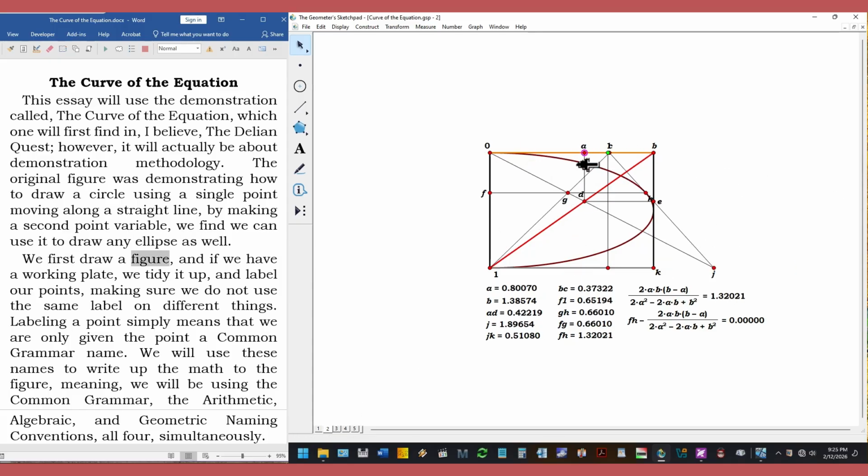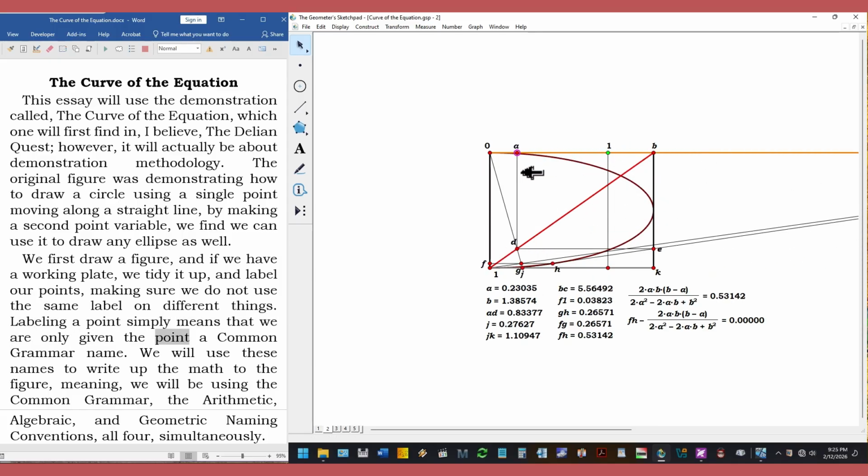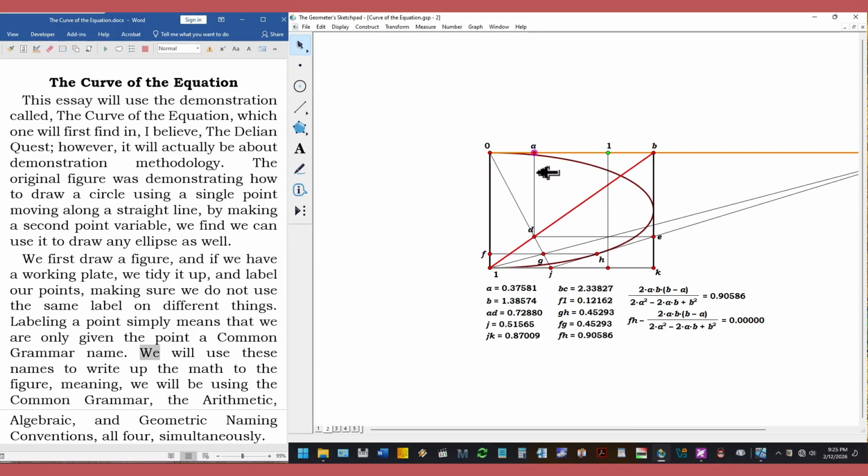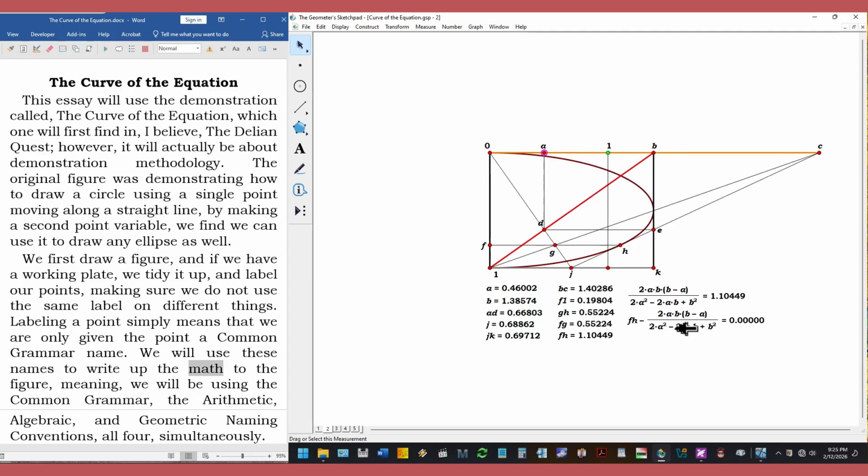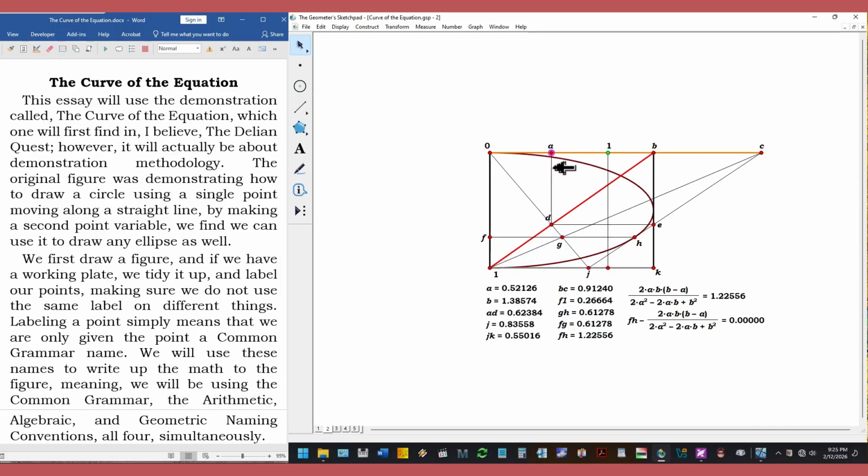We first draw a figure, and if we have a working plate, we tidy it up, and label our points, making sure we do not use the same label on different things. Labeling a point simply means that we are giving the point a common grammar name. We will use these names to write up the math to the figure, meaning we will be using the common grammar, the arithmetic, algebraic, and geometric naming conventions, all four, simultaneously.